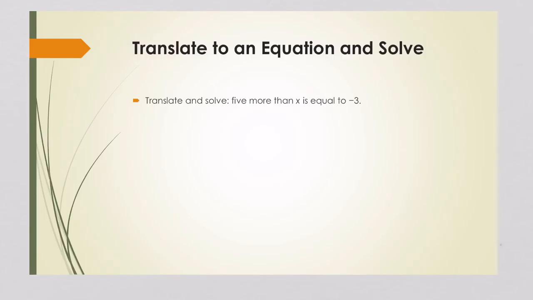Okay, so now I'm going to translate and solve. 5 more than x is equal to negative 3. Remember, I'm going to put a box around where my equal sign goes. 5 more than implies addition. So I've got 5 more than x is equal to negative 3. Another way that you could write this is x plus 5 equals negative 3.